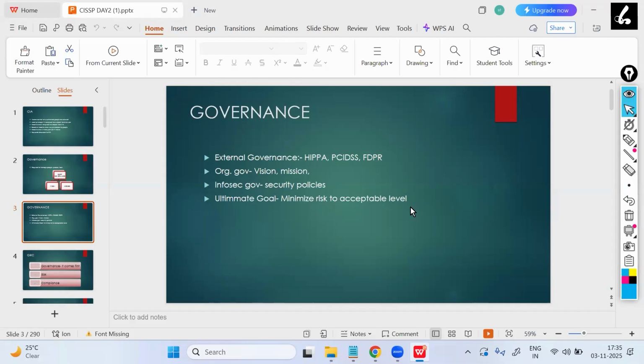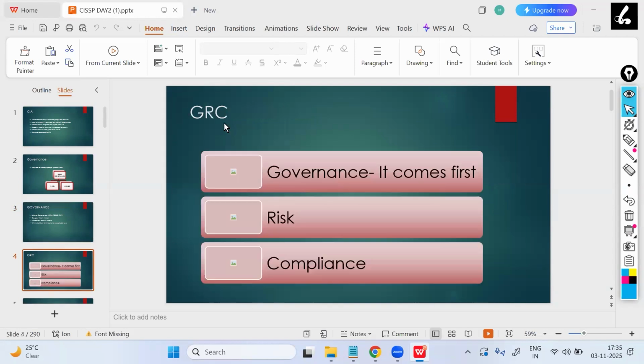That we'll discuss later. But our goal as a consultant, as a professional, is to have the policies in place and suggest the things that can reduce the risk to an acceptable level. GRC, you must have heard this term a lot. GRC stands for Governance, Risk, and Compliance. And InfoSec people are the GRC people.